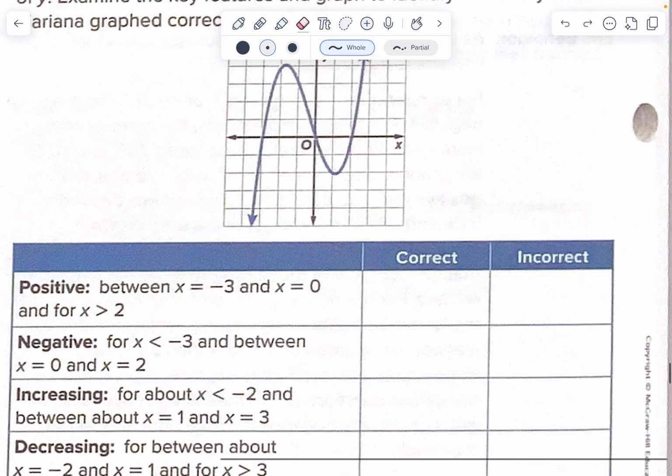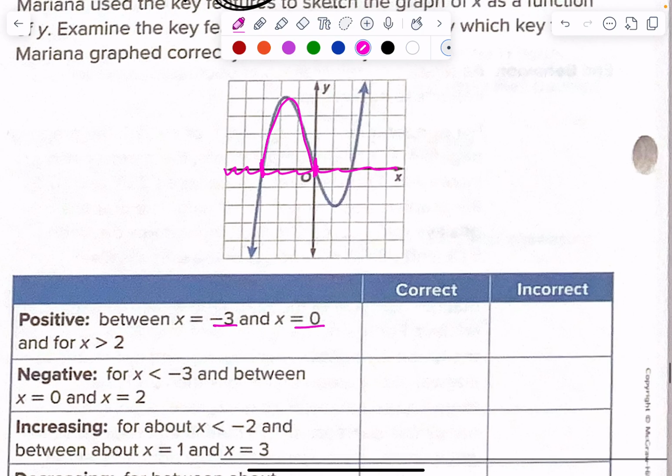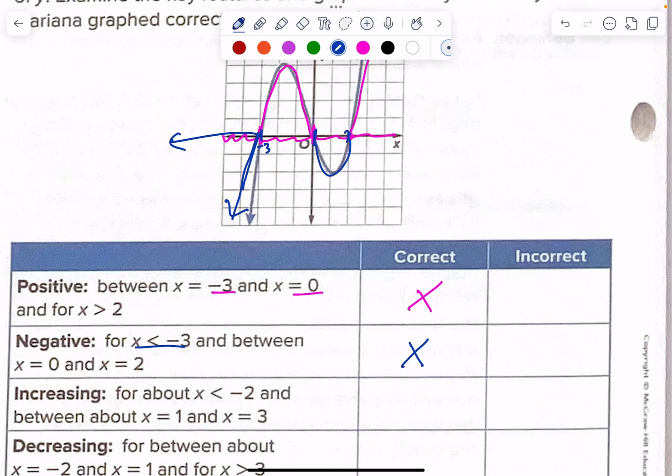So is the graph positive or above water between -3 and 0? -3 is here, 0 is here. Is he positive between those two? Yes. And when he's greater than 2? Greater than 2, yep, that is correct. Okay. Is it negative when it's less than -3? Now, -3 is right here. When it's less than -3, which means on this side of -3, is he negative and between 0 and 2? Yep, he's below water there, so that is correct as well.